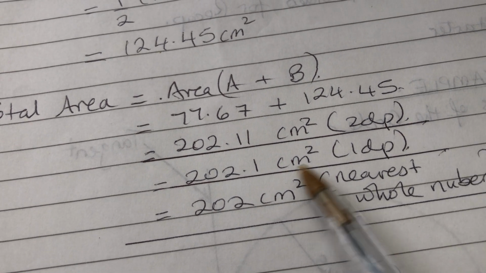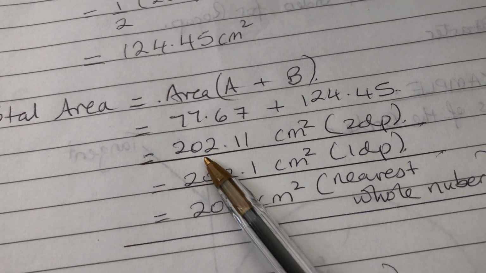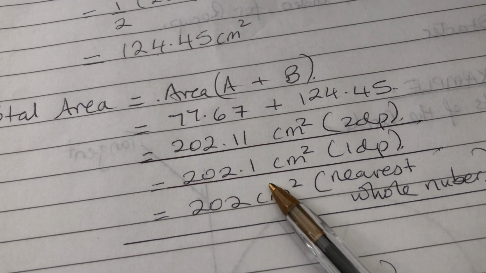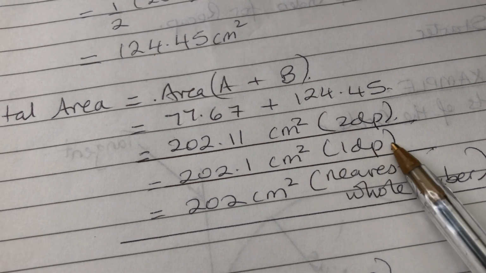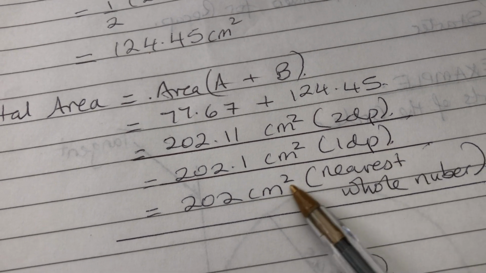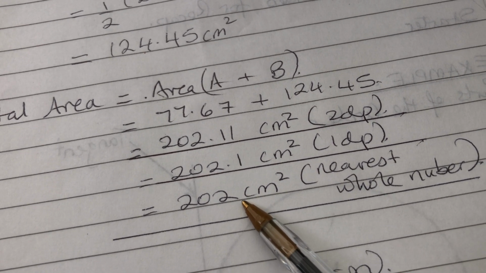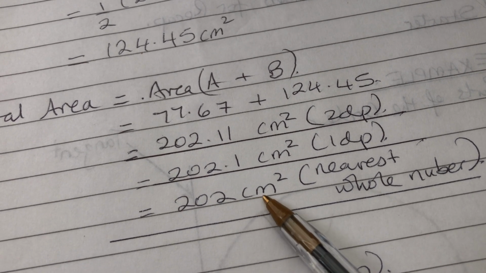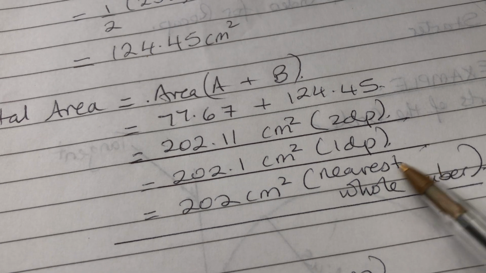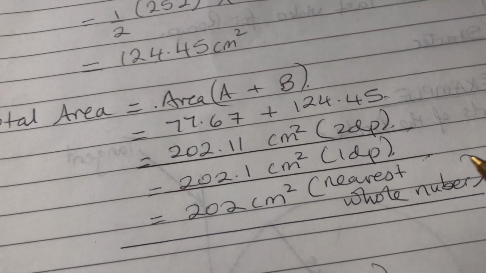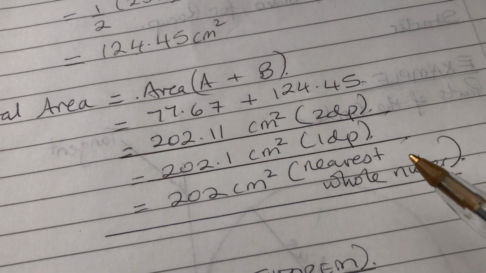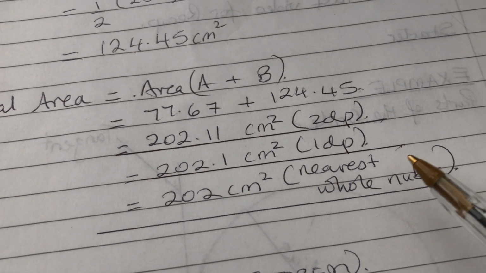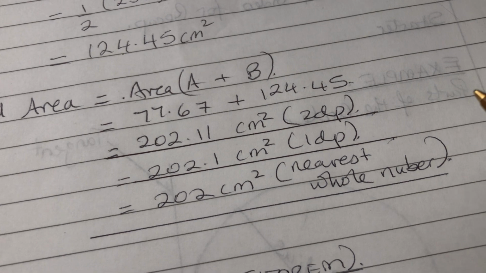That is 5 significant figures. 202.1 centimeters squared is 1 decimal place, or 4 significant figures. 202 centimeters squared is the nearest whole number, or 3 significant figures. So leave your answer the way they asked you to.